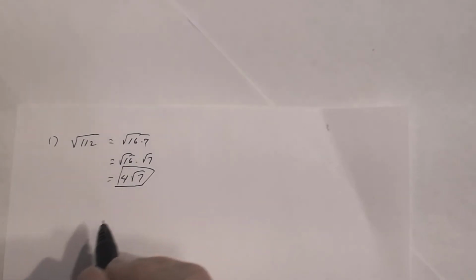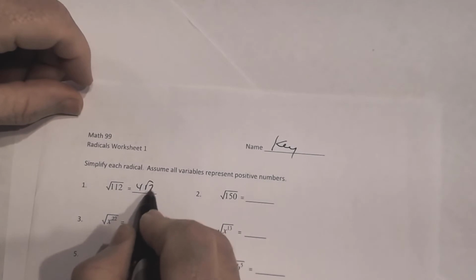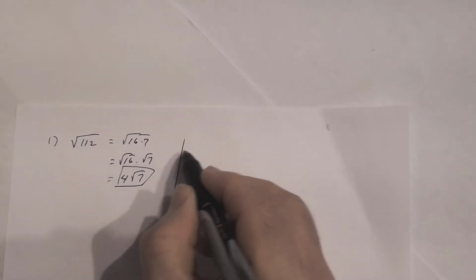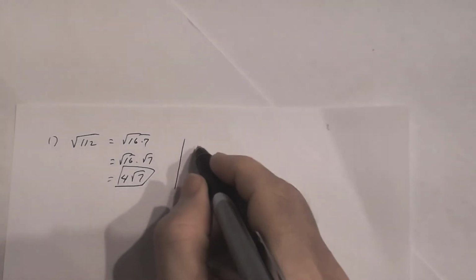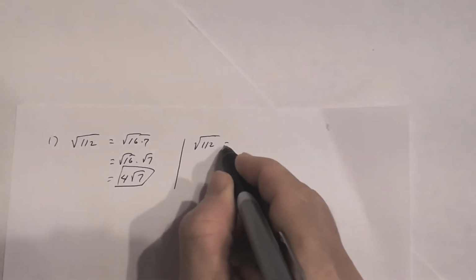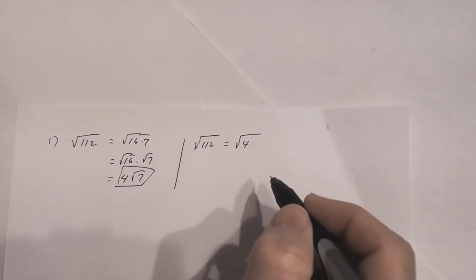All right, so that's the answer to number 1. The square root of 112 would be 4 times the square root of 7. Now, let me just say this. There are some of you that are going to say this, so I'm just going to go ahead and say it. You're going to say a perfect square that goes into 112 is 4. The problem is that 4 is not the largest. So here's what you're going to have to deal with in that case.